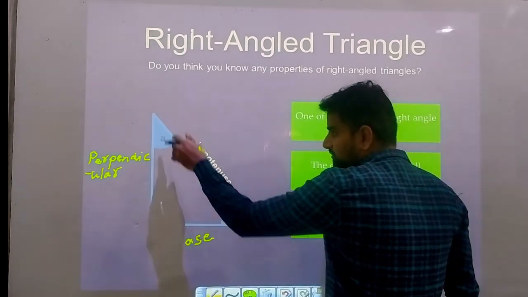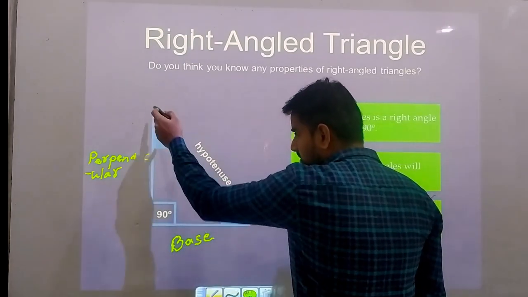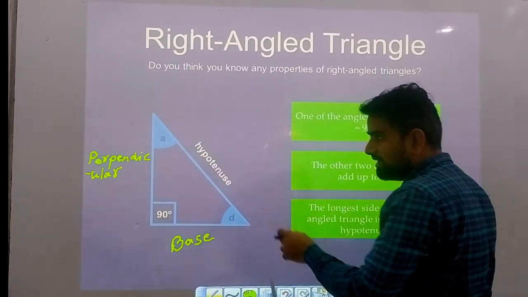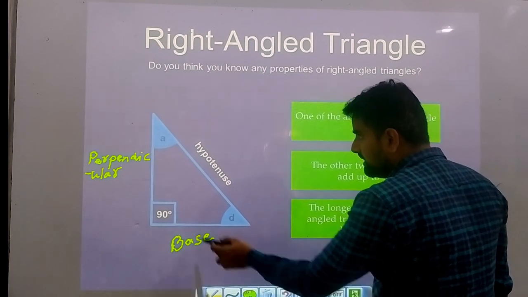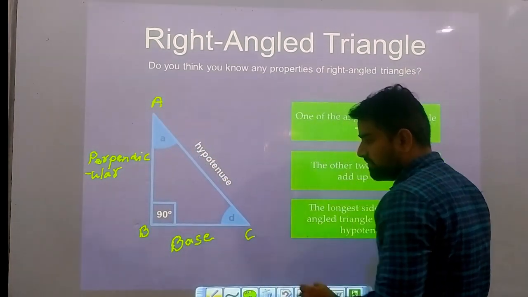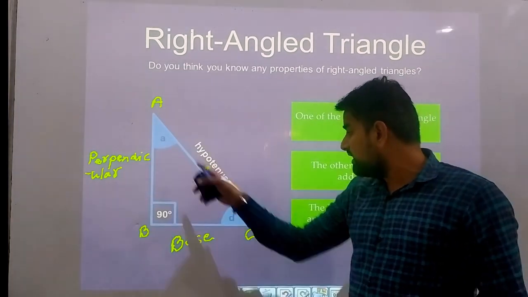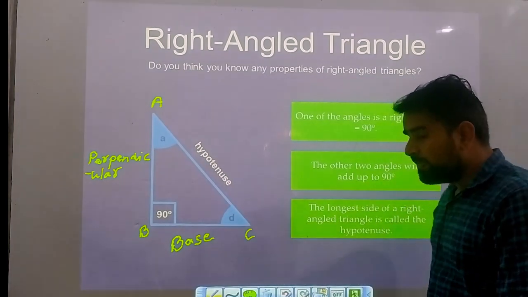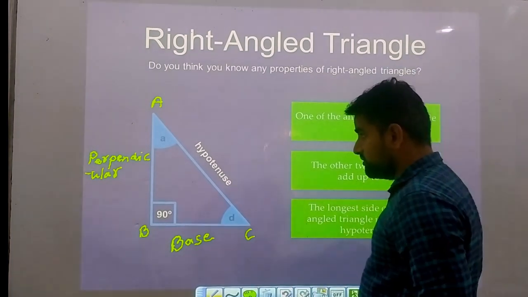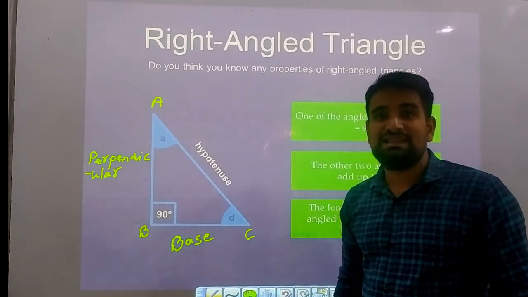So this side on which the perpendicular is standing is called the base, okay, and this is called the perpendicular, and the line joining the two sides of the perpendicular and base is called the hypotenuse. So here you can see that if I mark this as capital A, this as capital B, and this as capital C, that means AB is the perpendicular, BC is the base, and AC is the hypotenuse. Okay, and based on these three facts, you know that there is the Pythagoras theorem, and in the Pythagoras theorem you know that the hypotenuse square is equal to perpendicular square plus base square.